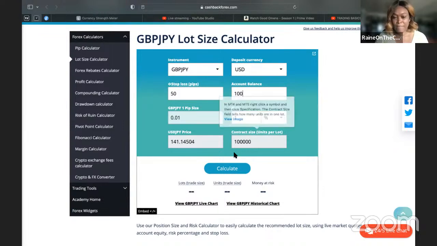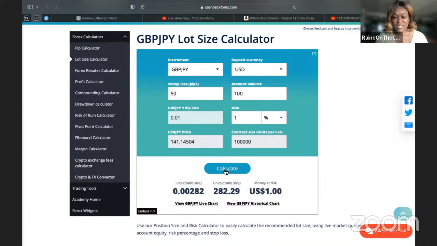Let's see. Look, 50 pips, 0.002. For 50 pips, you'll make just $1 on a $100 account. So you need to use the right lot size.